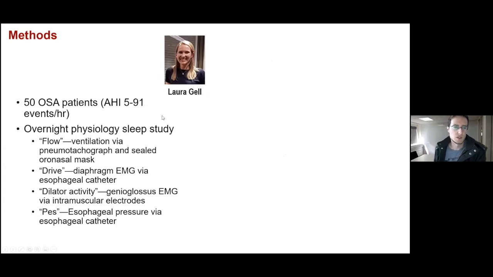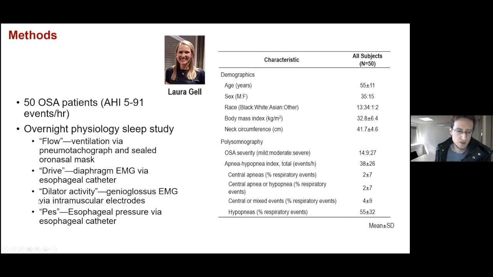So this is work from Laura, who's working with me on this. We studied 50 patients overall with an oronasal mask to measure flow. Drive is our diaphragm EMG catheter I talked about before. We had electrodes inserted into the upper airway muscles, so just the genioglossus, I should say, for dilator activity. In most of these same patients, we also had esophageal pressure measurements, but that'll only be a minor focus of today. And then these patients were kind of typical of those that we see in our lab.